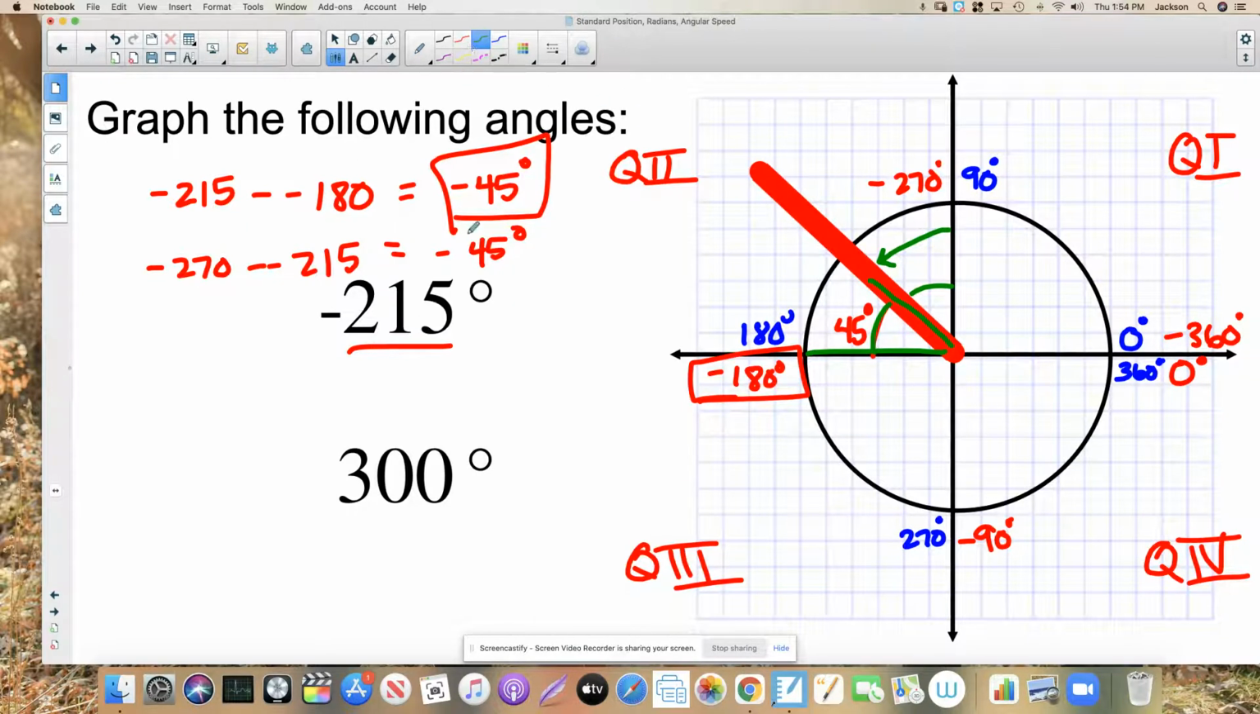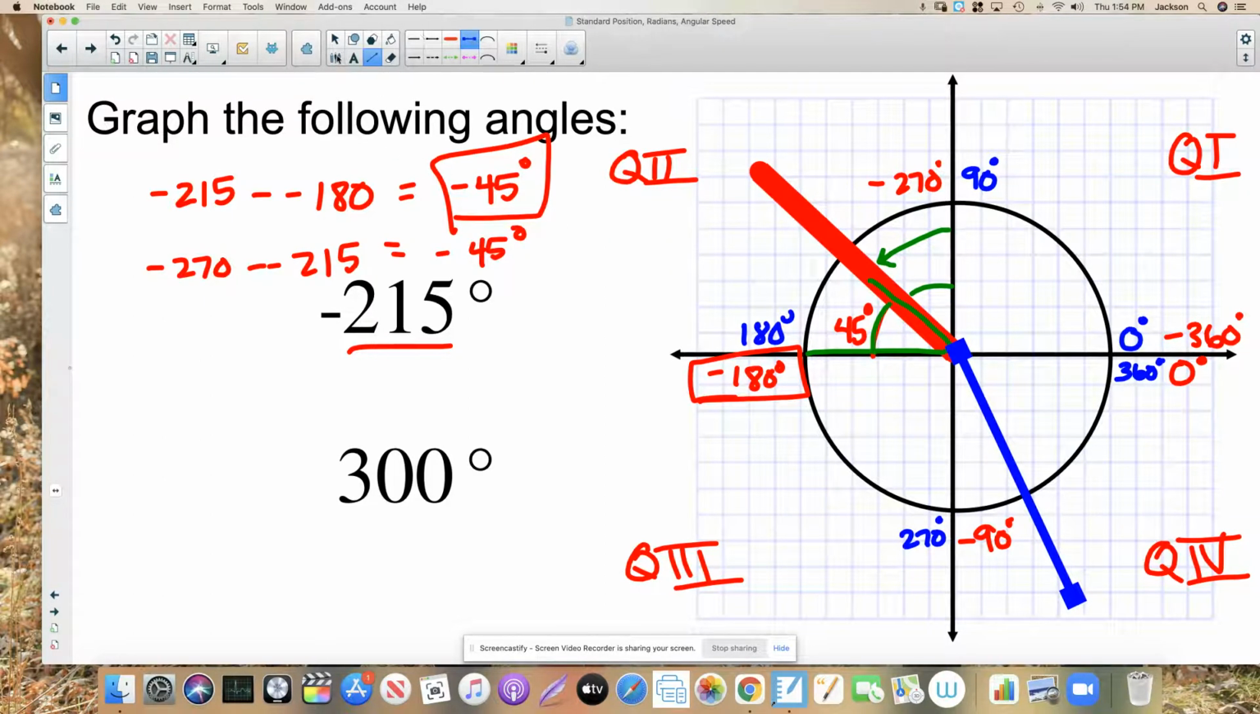Okay, let's go to 300. 300 is a positively measured angle. Positively measured angles, let's go with blue here, go counterclockwise. 300 is between 270 and 360. And just by doing the mental math, is 300 closer to 270 or 360? 300 is closer to 270, right? So we'll put it down here like so.